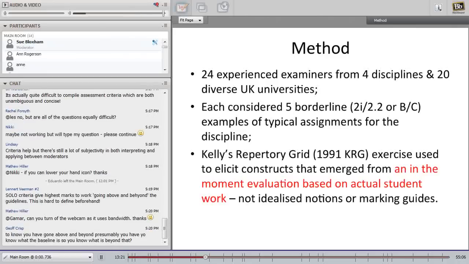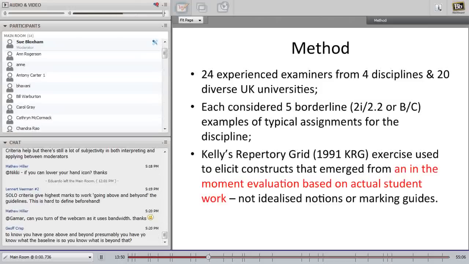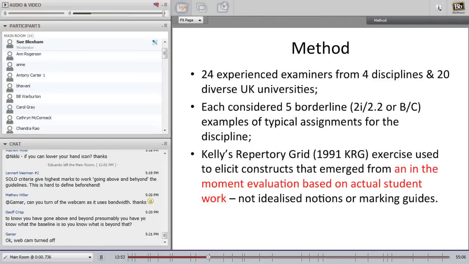The reason we used Kelly's repertory grid was because it's a very useful technique for accessing people's tacit knowledge, their personal meanings. And in general, it's that tacit knowledge of standards which is so hard for us to get at when we're talking about research, and people may not even be aware of it themselves. There have been other studies that have used this method, generally with secondary education, but it was seen as good at eliciting how expert assessors perceive the abstract demands in work.